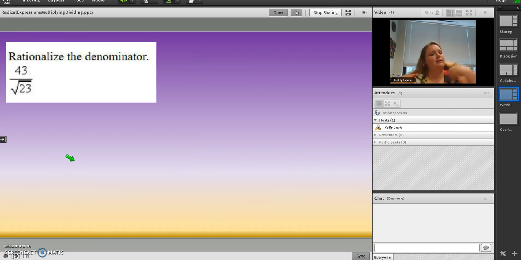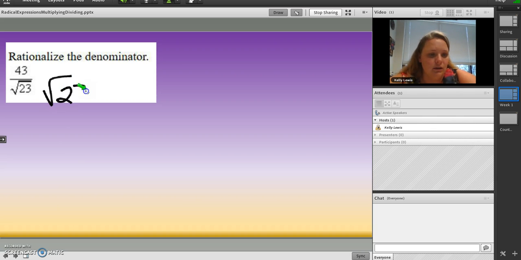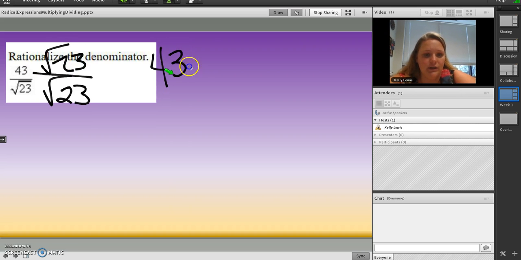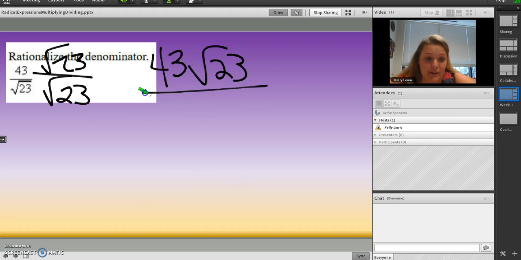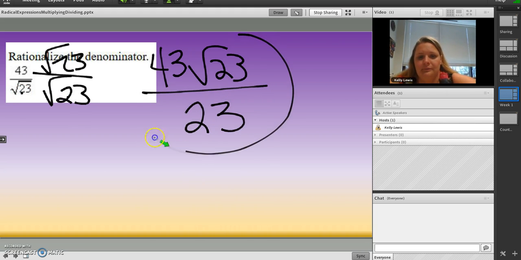All right, so let's do this guy. So we're going to multiply the top and the bottom by square root 23. And when I do that, I get 43 square root 23. I can't do anything with that. Square root 23 times square root 23 is just 23. And 43 and 23 don't cancel, so that's your answer. For real.